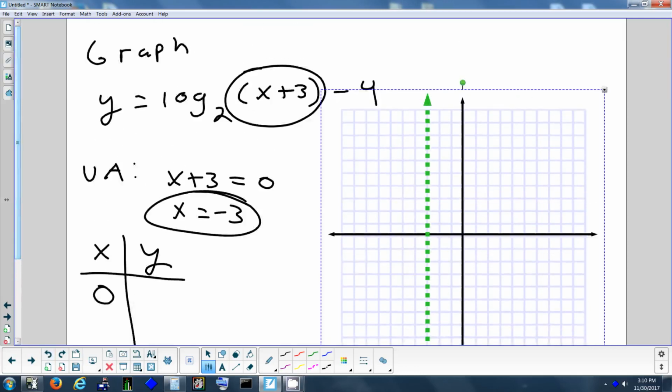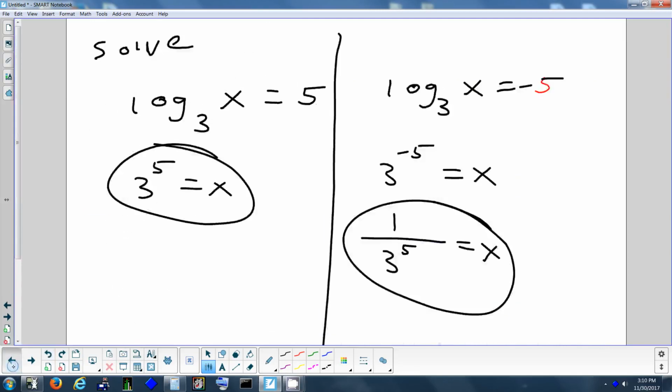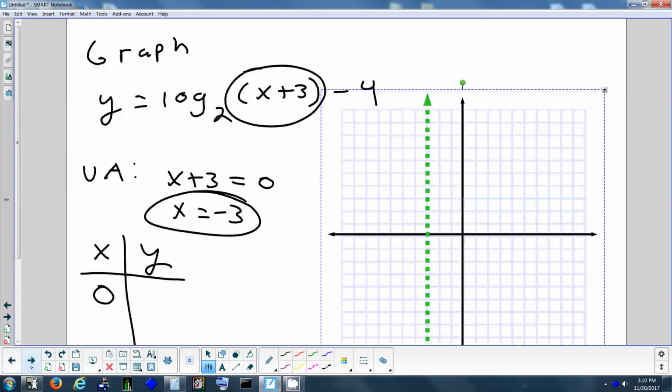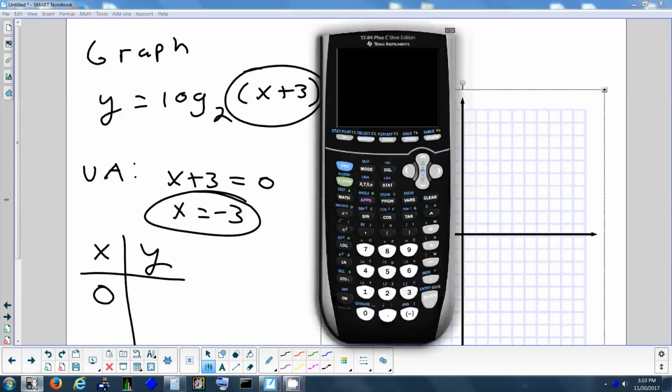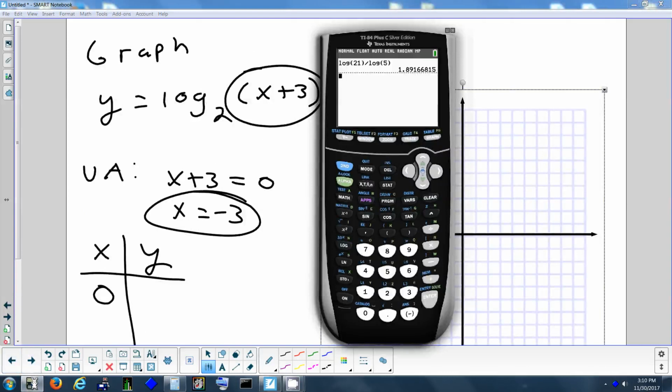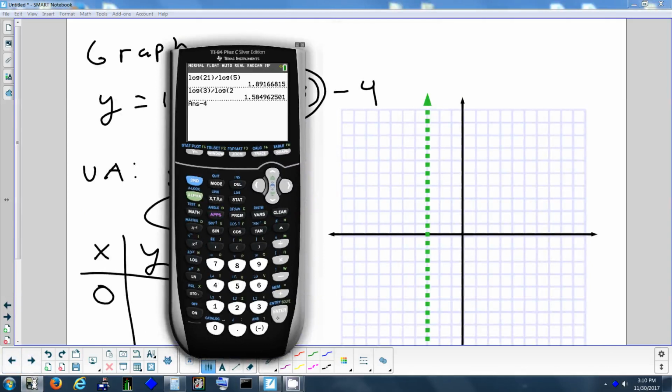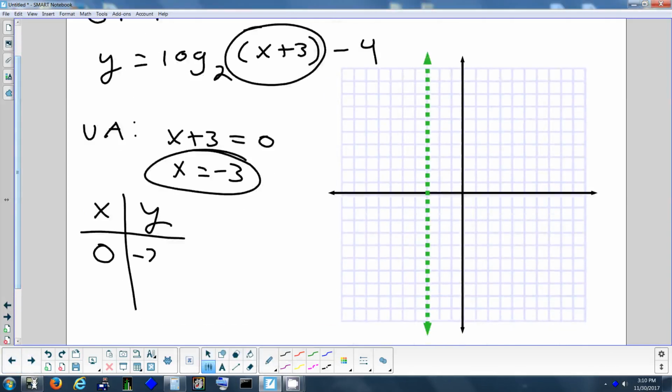What's 0 plus 3? 3. So I need log base 3 of 2. That's exactly what we practiced right here, using the change of base formula. So let's figure out what that is. Oh wait, never mind. No, the base is 2. I'm sorry if I said it wrong. We're on log base 2 of 3, divided by log 2. And don't forget, you have to subtract 4. So if x is 0, you get -2.4.